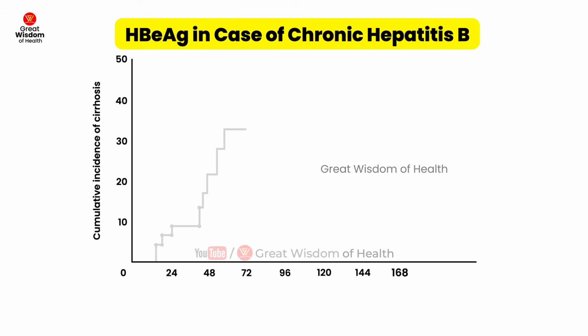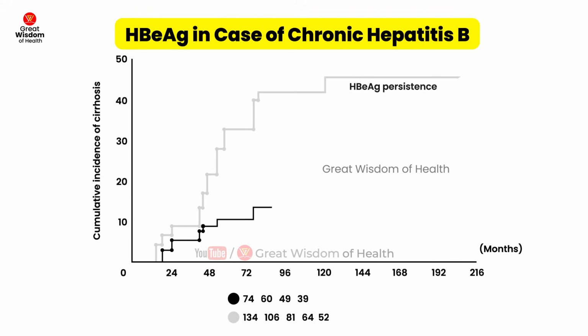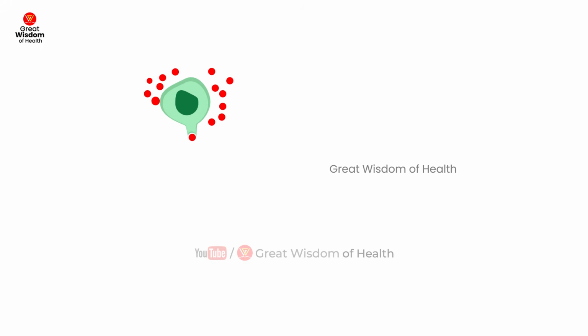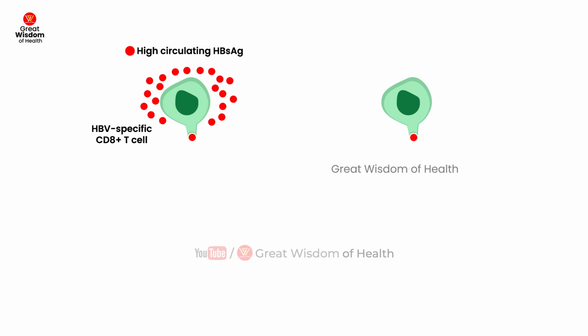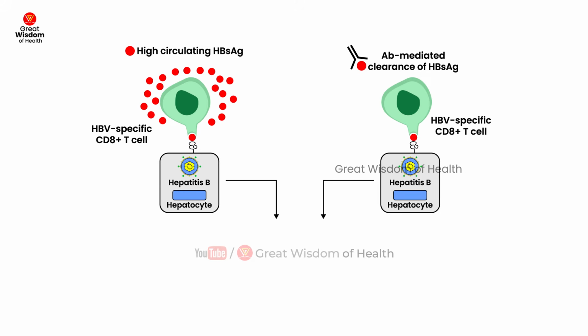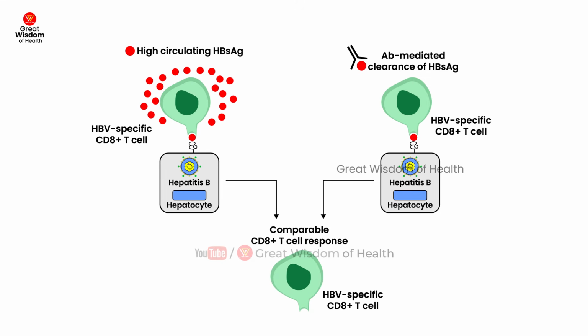HBeAg in case of chronic hepatitis B. People with chronic hepatitis B can show seroconversion. This means the levels of HBeAg drop until they're no longer detected while levels of anti-HBe antibodies develop. This is seen as a good sign for prognosis and an indication that your treatment may be working successfully.